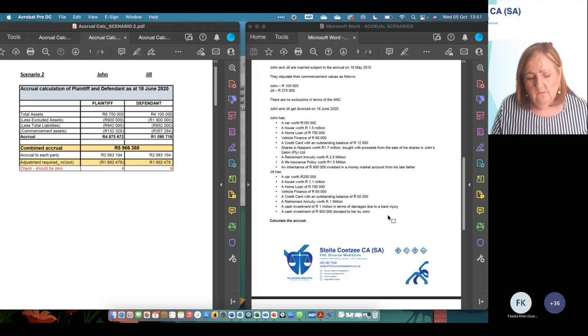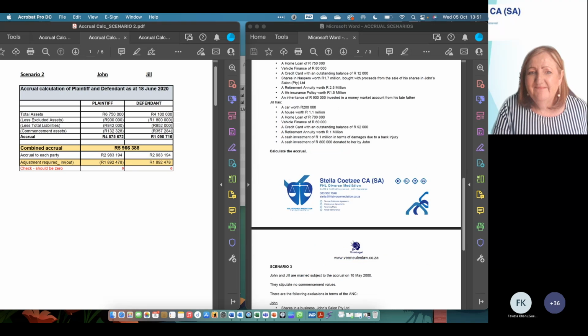Don't let this one catch you out, folks. In an in-community of property estate, the same does not necessarily apply. So then you have to go and look at the will, whether the testator or the testatrix actually excluded it specifically. Let's go to scenario number 3.